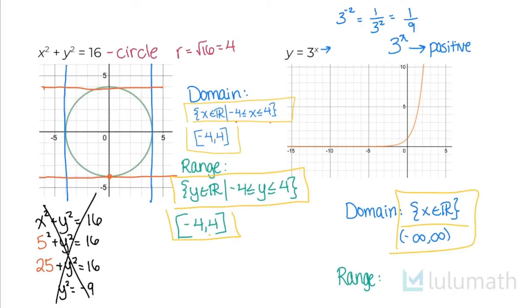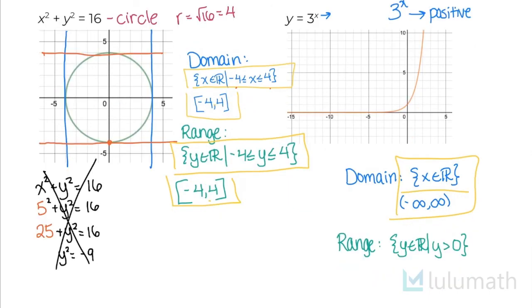So our range has to be still the elements of the reals, but now y has to be bigger than 0. And this time we can't say that it's equal to 0 because again, it doesn't touch 0. It gets close to 0, but it doesn't touch it. In interval notation, we're going to say it's from 0 to infinity, but since it never touches 0, we put an open bracket, and because it never touches infinity, we also put an open bracket there. And that's our domain and range for our exponential function.